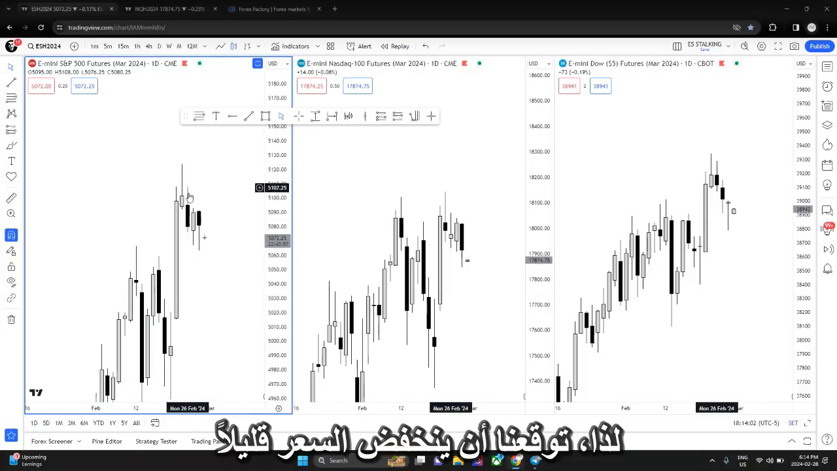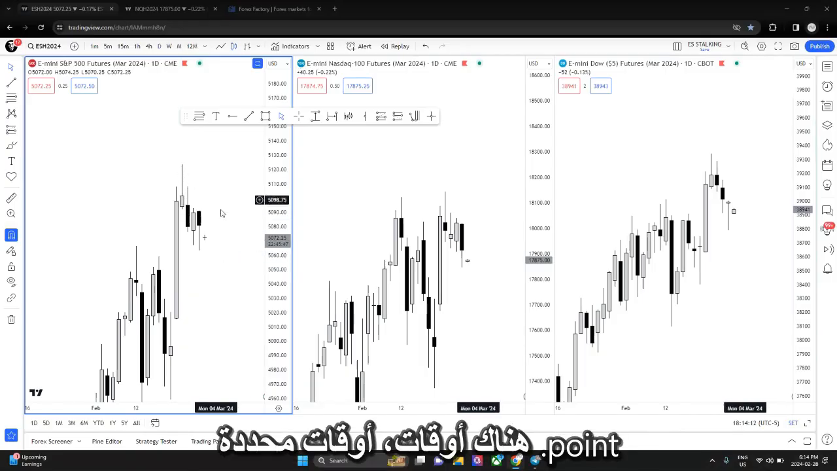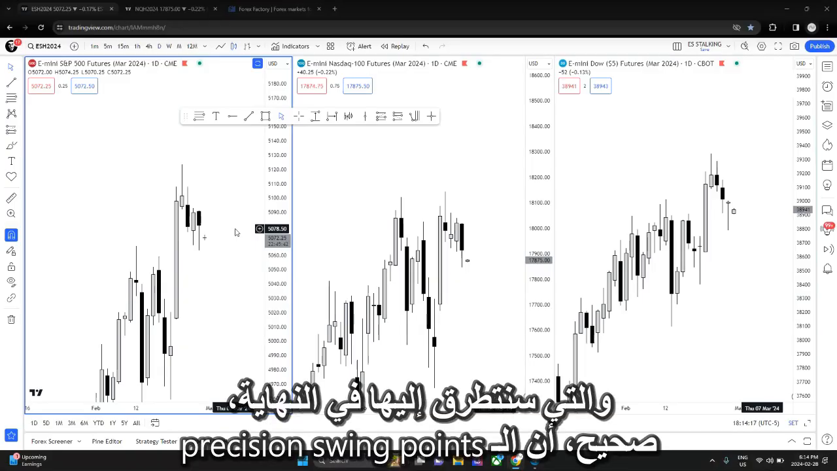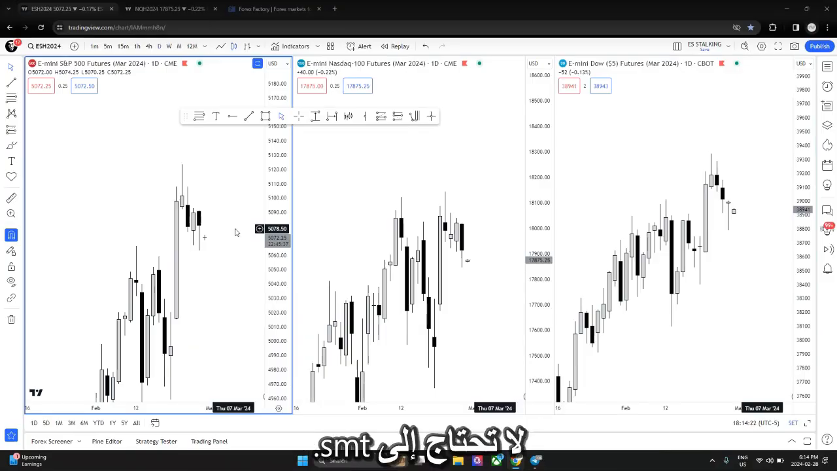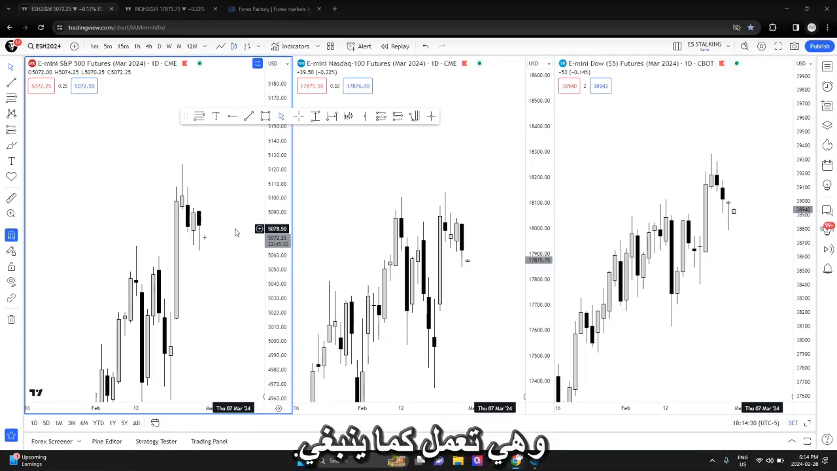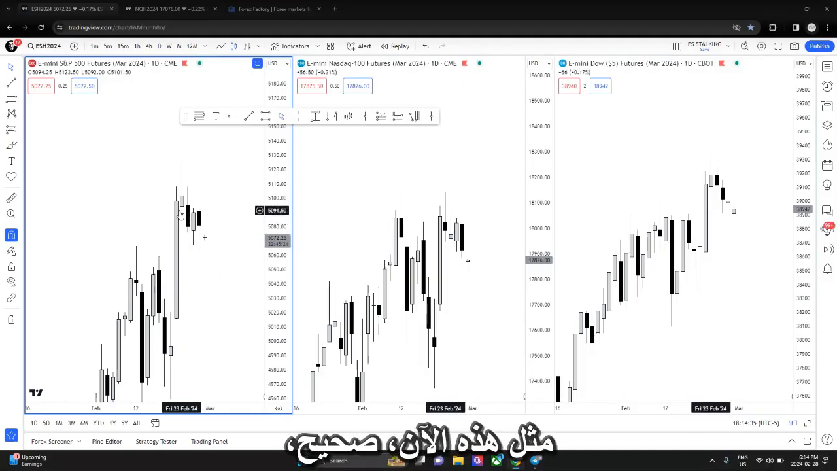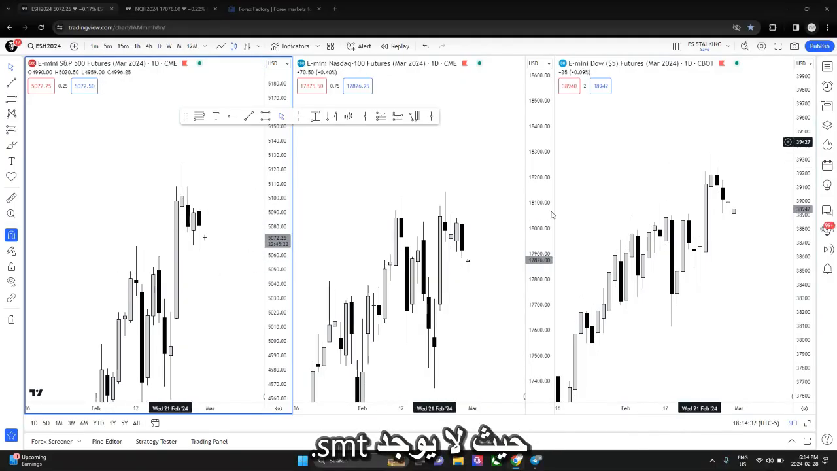So we did expect price to fall a bit due to the fact that this is a precision swing point. There are times, specific times, which we will get to eventually, right? That with precision swing points, you don't need SMT. You don't need SMT to see precision swing points functioning as they should. So there will be times, such as right now, where there is no SMT, but there's a precision swing point.